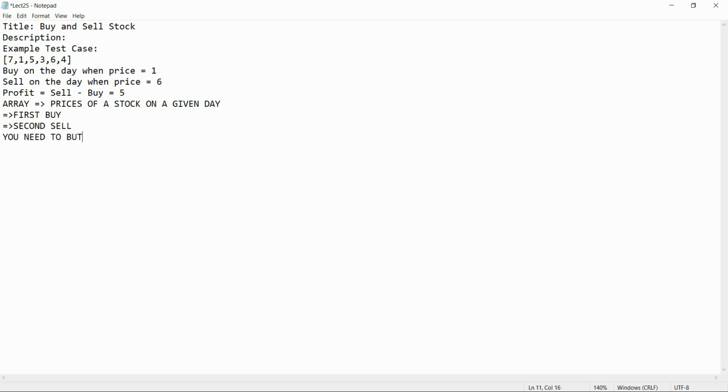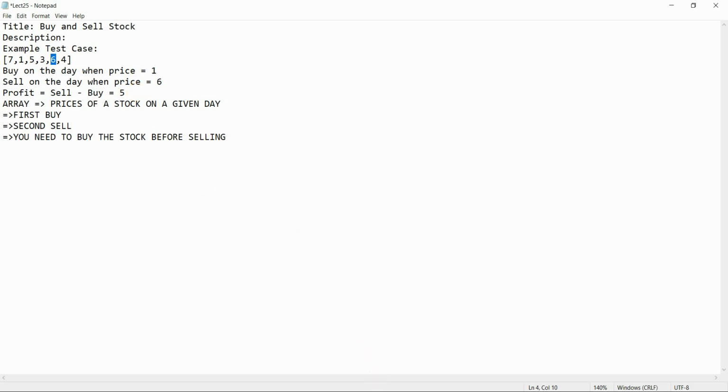So that means you need to buy the stock before selling. That sounds pretty much obvious, but I'm specifying this just to take care of the condition, that you need to buy the stock before selling. And in this case, you buy on the day when price is equal to 1, and then you sell on the day when price is equal to 6. So you get the optimal solution, that is profit is equal to sell minus buy is equal to 5.